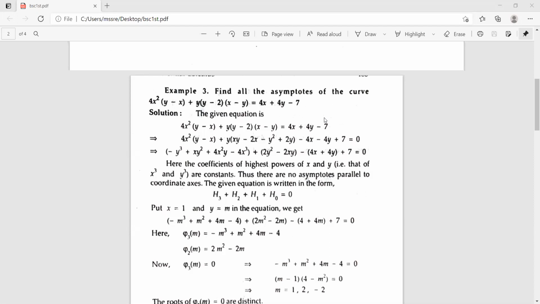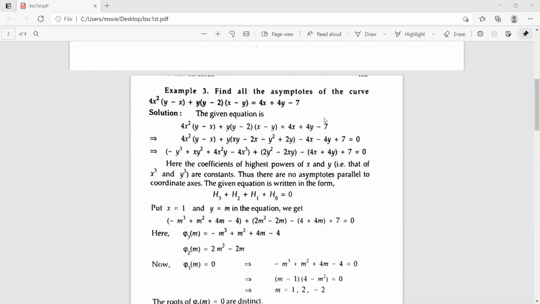First one you rename it. How do you rename it? Rename it as pi 3 of m. So pi 3 of m is -m cube plus m square plus 4m minus 4. Second one ideyala, that is pi 2 of m. You have to rename it as pi 2 of m, 2m square minus 2m. And pi 1 of m ಬೇಕಾದ್ರೆ ಬರ್ಕೋಬಹುದು, ಬೇಡದ್ರೆ ಬಿಡಬಹುದು.